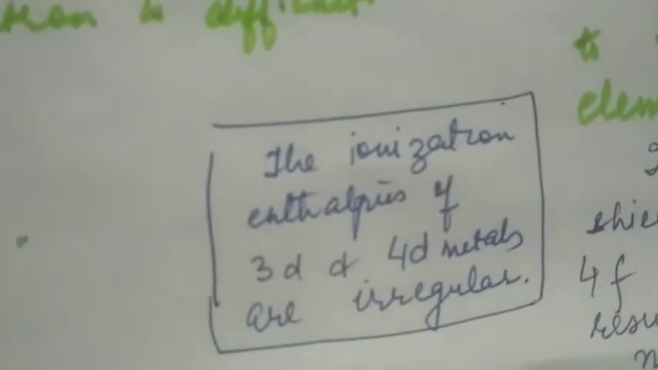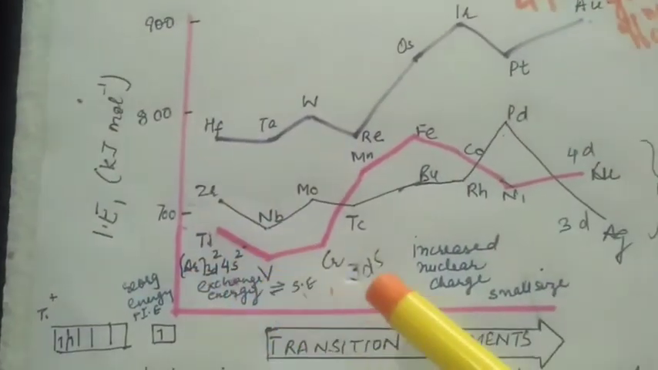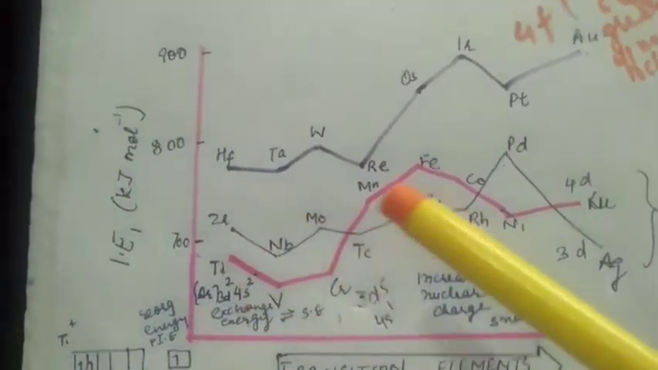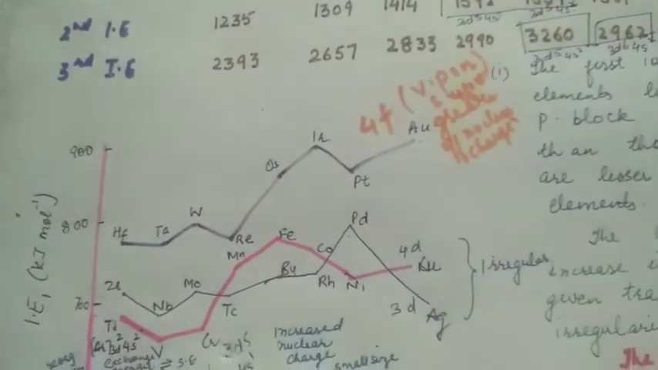And another thing, the ionization enthalpy of 3d and 4d metals is irregular, sometimes decreasing then increasing, but for 5d it's a regular increase. So this is about ionization enthalpy.